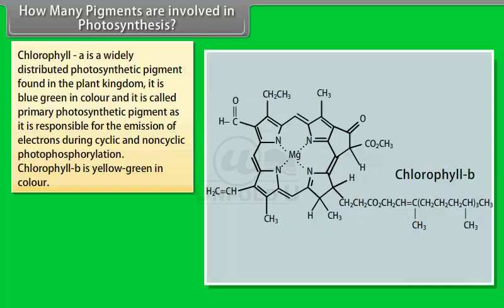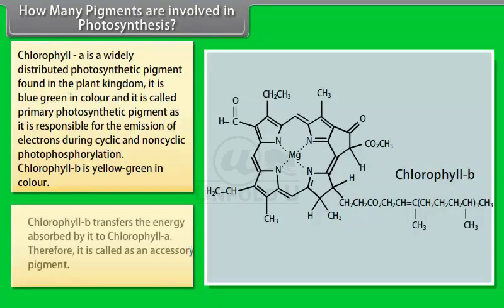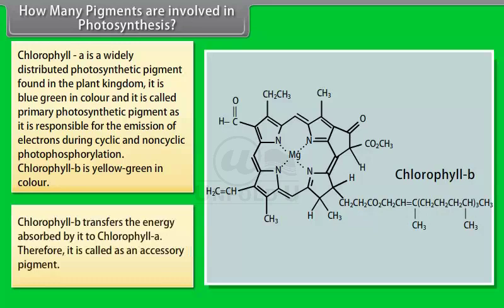Chlorophyll B is yellow-green in color. It transfers the energy absorbed by it to chlorophyll A. Therefore, it is called an accessory pigment.